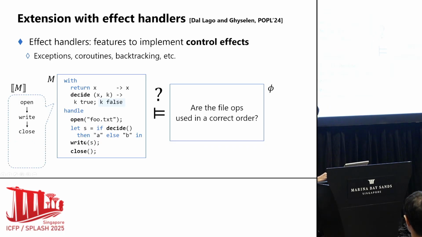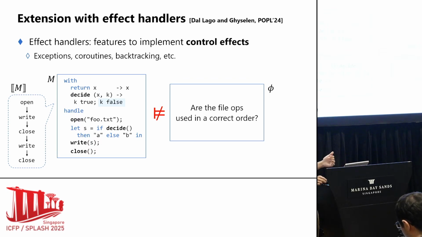But here I modified the program to call the continuation twice. After calling close, control goes back to the decide clause. Then the second continuation call is executed, so the continuation starts from the decide operation. The decide operation returns false here, and then B is chosen, and write and close are called again. So the generated trace is something like this one. Then the correctness of the file operations doesn't hold for this one.